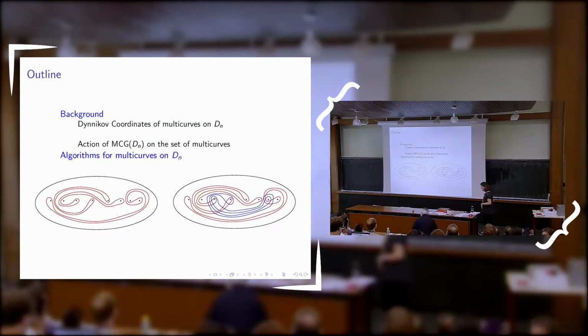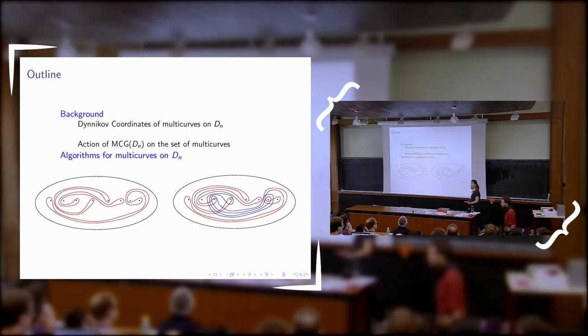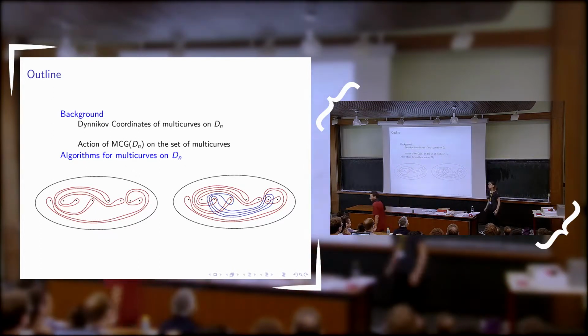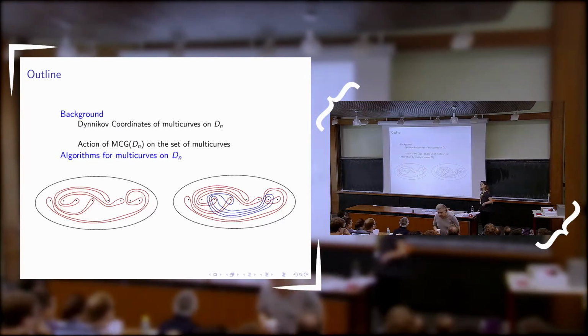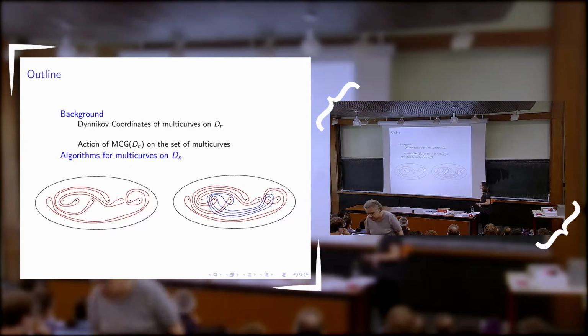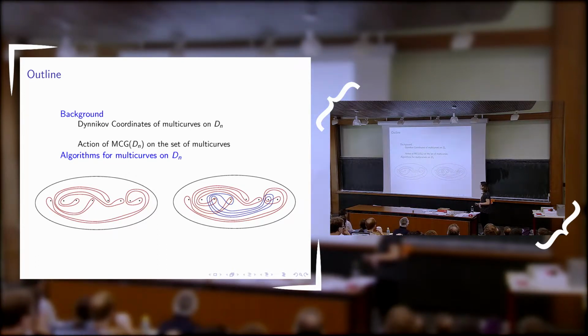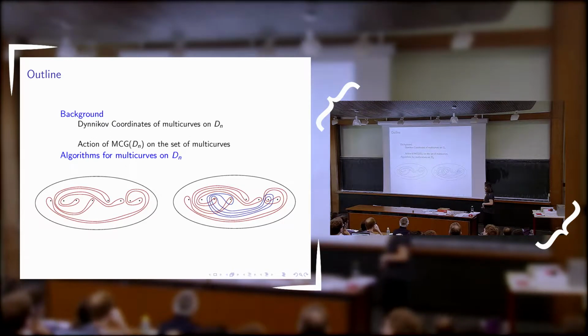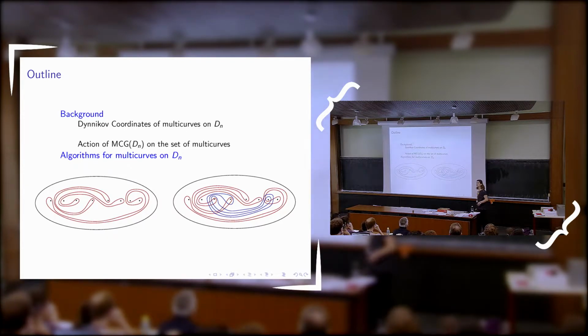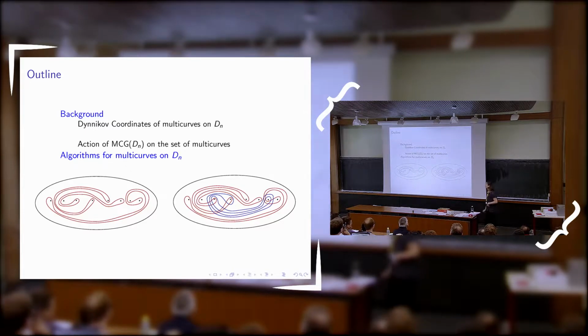Well, let me first say that, as you all know, multicurves have played a central role in the study of mapping class groups. And two fundamental questions regarding multicurves on surfaces are, first, to find an algorithm that determines whether a multicurve is connected or not, and if it's not, counting the number of connected components of a multicurve. And the second question is, given two multicurves on a surface, computing the geometric intersection number of these two multicurves. So that's what I'm going to talk about today.